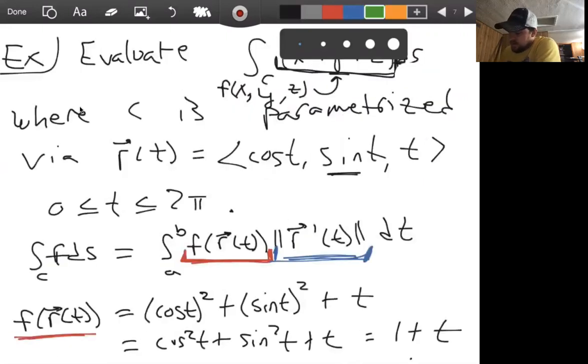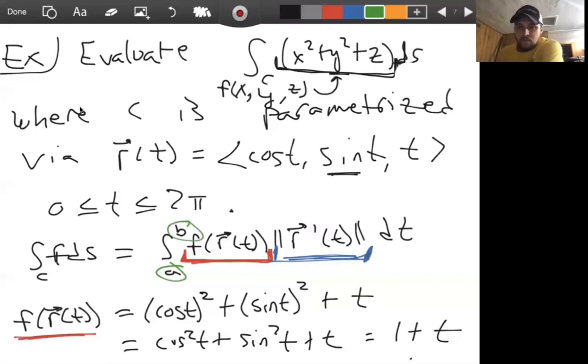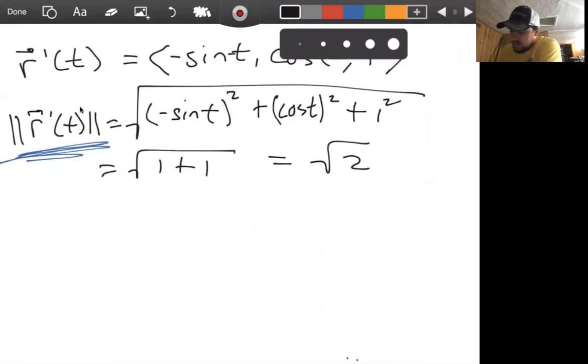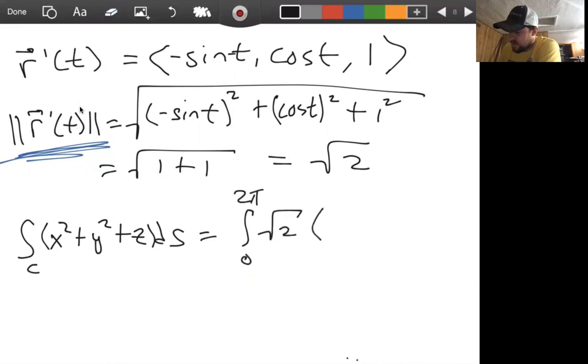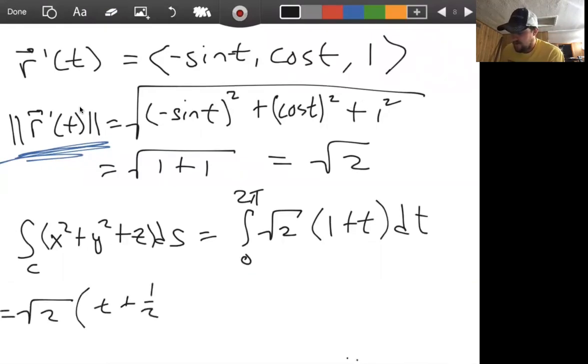The next things we need are the bounds, a and b. Well, it was given in the problem: a and b are the bounds for t. So a is 0, b is 2 pi. Now we have every piece. Let's set the integral up. The integral over C of x squared plus y squared plus z ds is equal to the integral from 0 to 2 pi of root 2 times 1 plus t dt. Well, this is root 2 times t plus 1/2 t squared, from 0 to 2 pi.